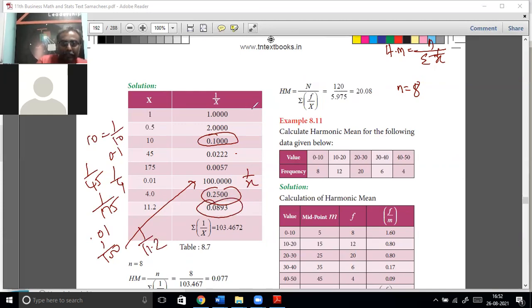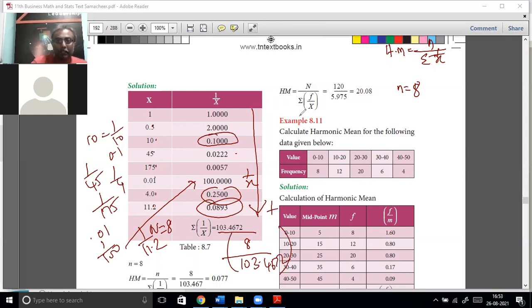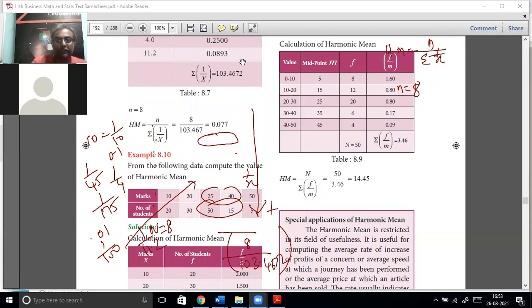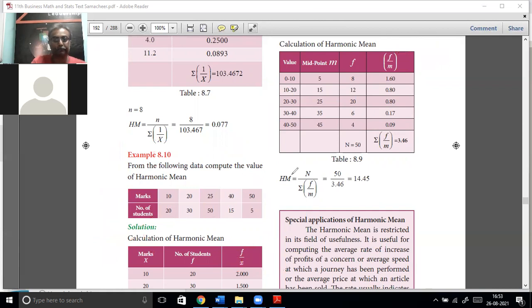Now you find the sigma of all these things. Sigma means addition, the sum of all these things. It is coming as 103.4672. And what is n? 1, 2, 3, 4, 5, 6, 7, 8. n is equal to 8. So 8 divided by 103.4672. That is all the calculation needed. How much is that? That is equal to 0.077. A very simple sum.